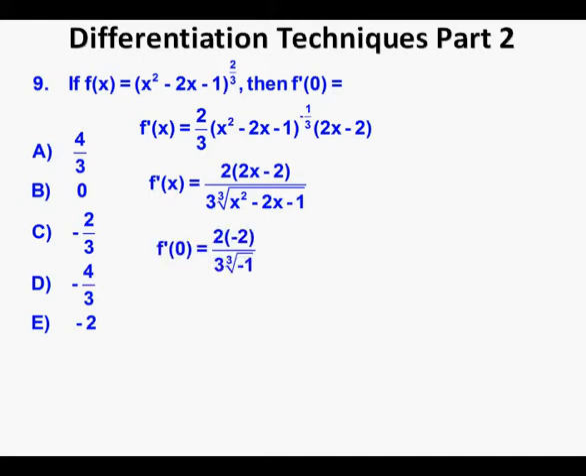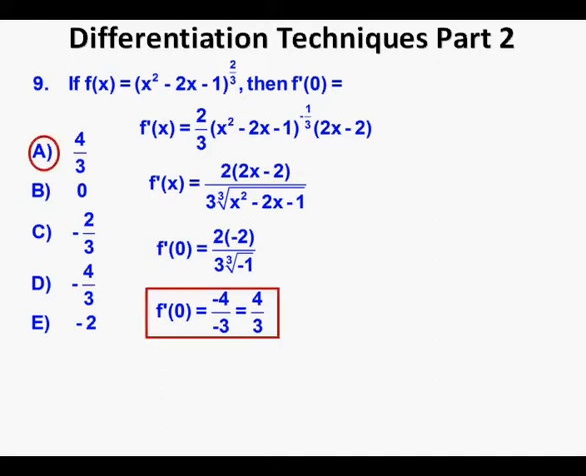Next, substituting in 0 for x, we have f prime of 0 equals 2 times negative 2 over 3 times the cube root of negative 1. Then further simplifying, we have f prime of 0 equals negative 4 over negative 3, which simplifies to 4 over 3 or 4/3.